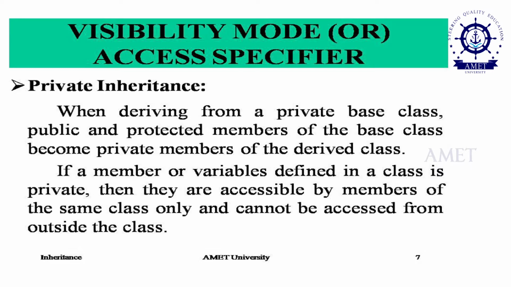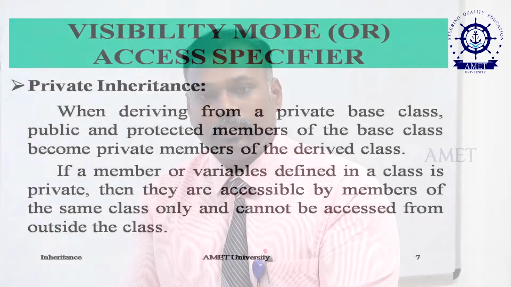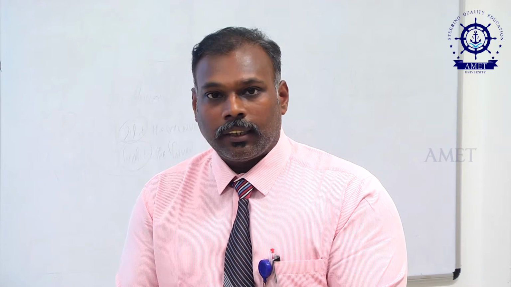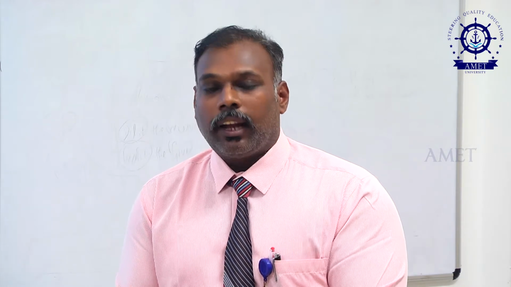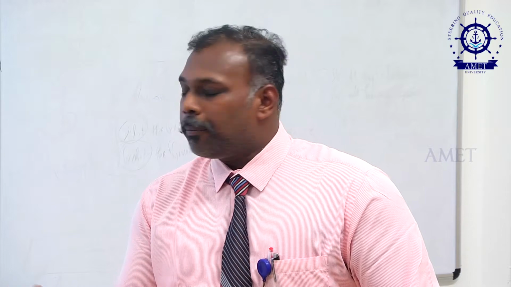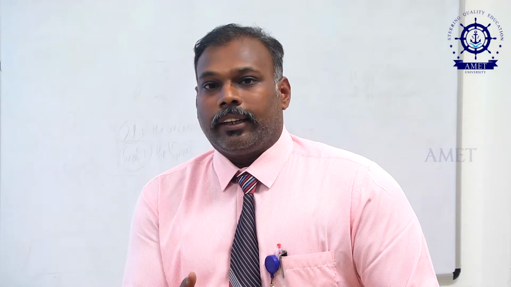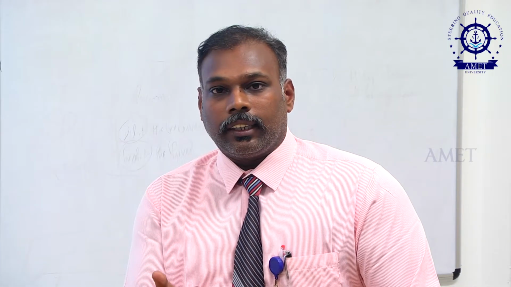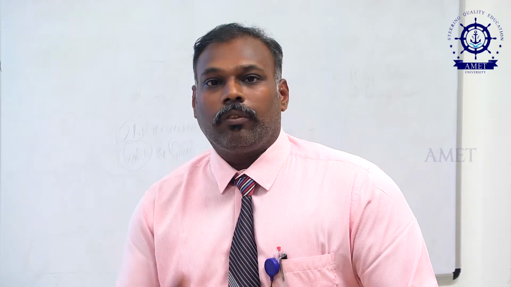There are 3 types of access specifiers in C++. What are the 3 types? One is public, another is private, and another is protected. So these are the 3 access specifiers available in C++. What is meant by private inheritance, public inheritance and protected inheritance? That is what we are going to discuss.